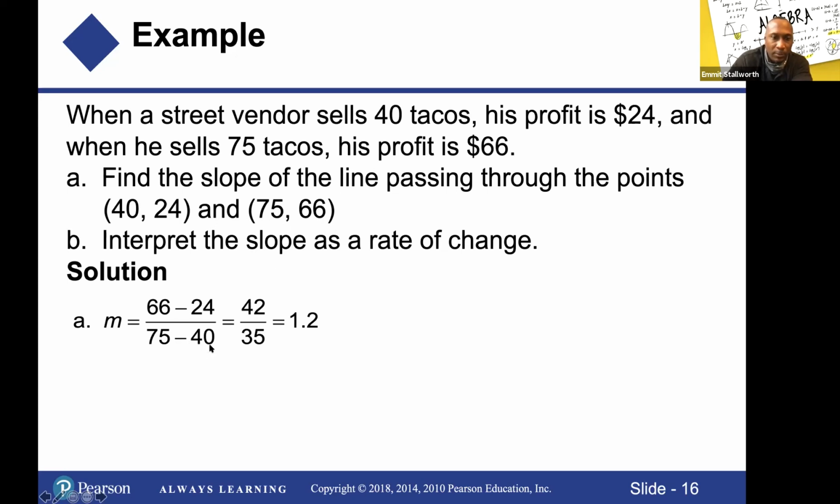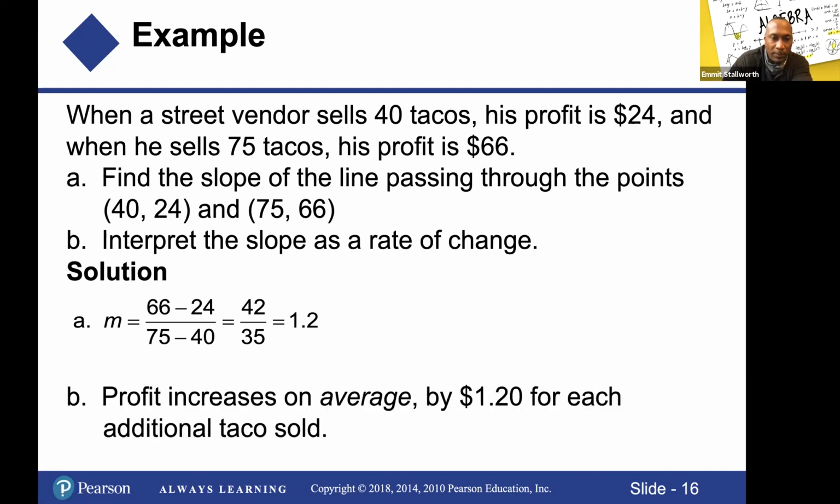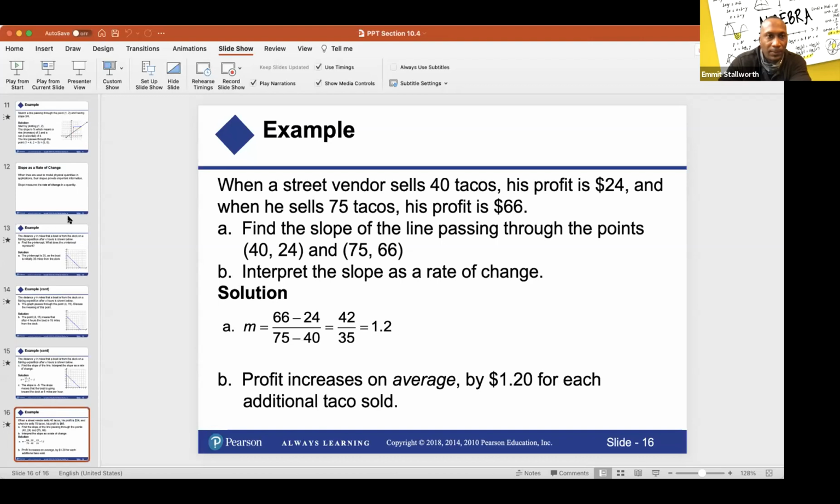We get our slope is going to be 1.2. So the profit increases on an average of $1.20 for each additional taco sold. Okay.